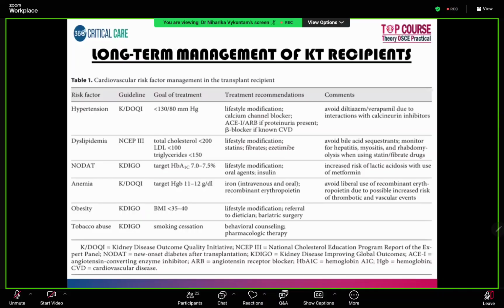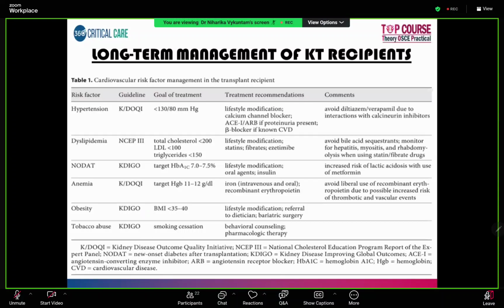One is hypertension. If the patient has hypertension, they have to maintain their BP below 130 by 80 mmHg. Okay, this can be done by lifestyle modification or by using a calcium channel blocker, ACE inhibitors, or a beta blocker if the patient has an underlying cardiovascular disease. Better to avoid diltiazem or verapamil because, as I told, there are a lot of drug-to-drug interactions with the calcineurin inhibitors.